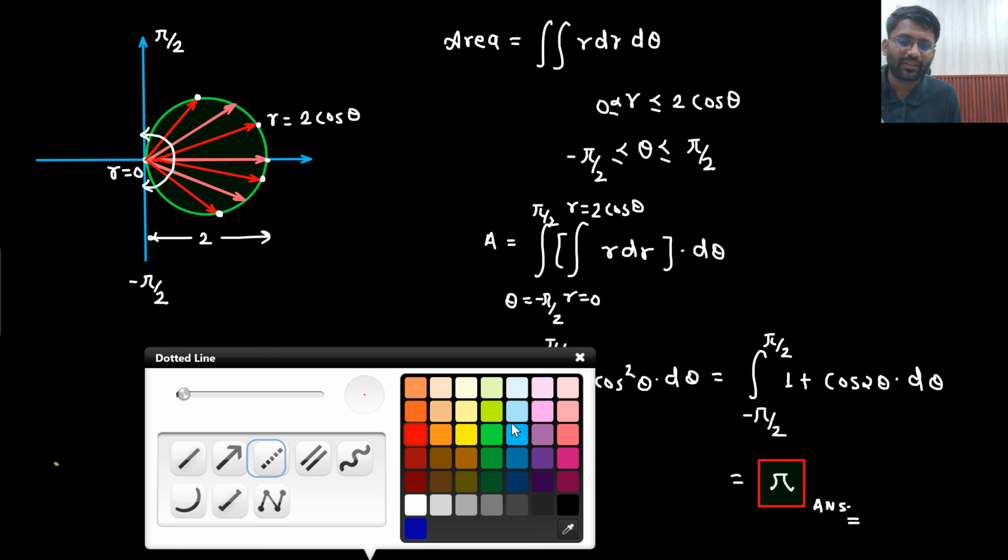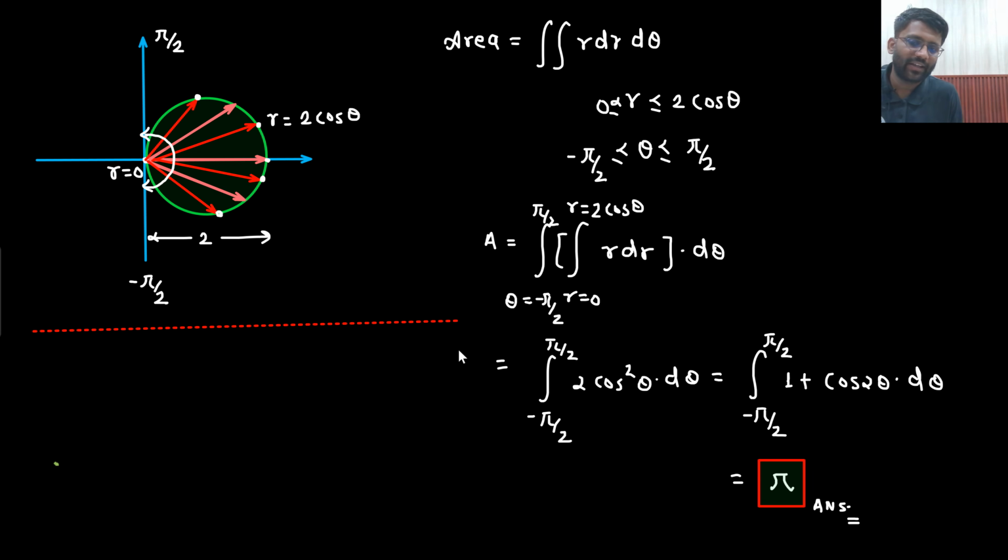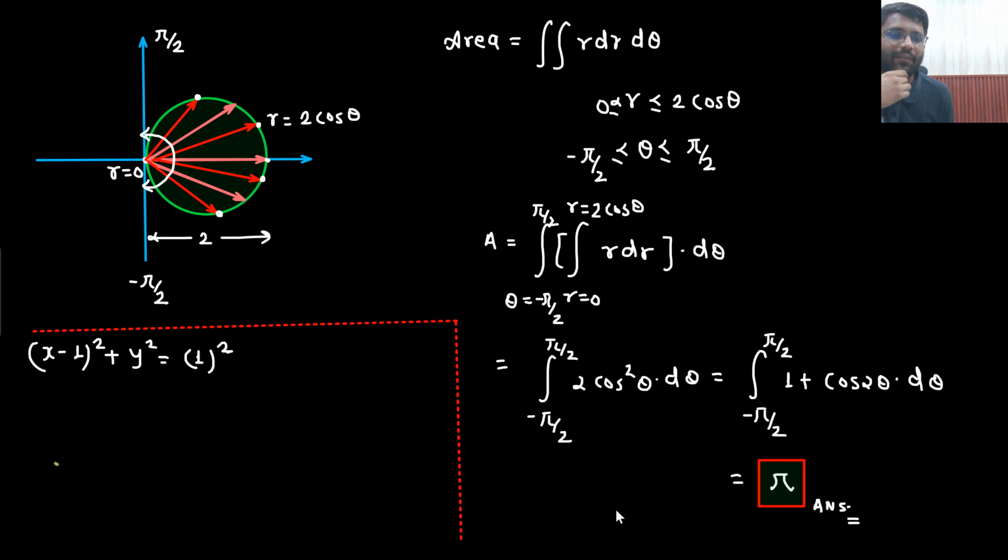Along with that, there is one more method. What is that one more method? Sir, if I am having the equation of circle, which is x minus 1 whole square plus y whole square equals 1 square, this time I can assume x equals 1 plus r cos theta and y equals r sin theta.